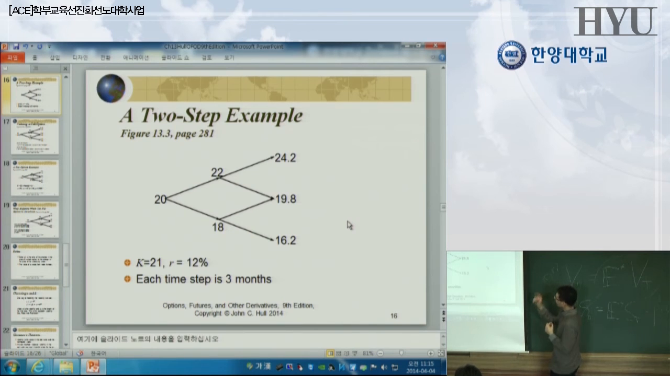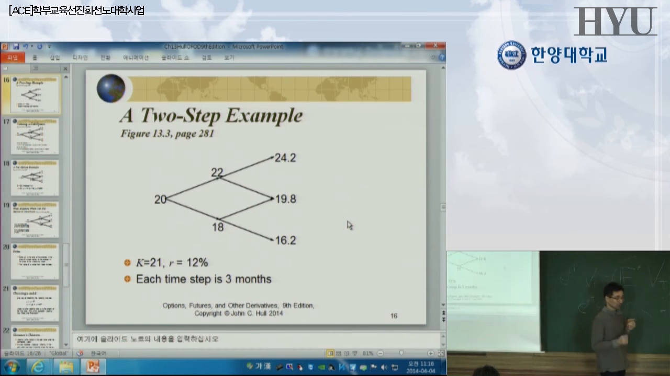So we have 3 cases. Then, in the case of the option, the strike price is 21 and the risk-free rate is again 12%. Each time step is 3 months. And how do we do this valuation?